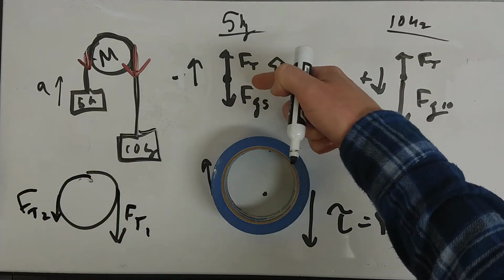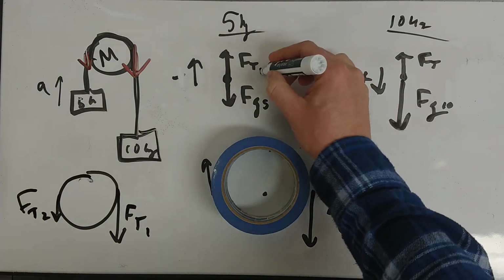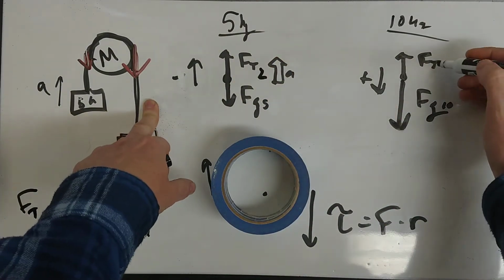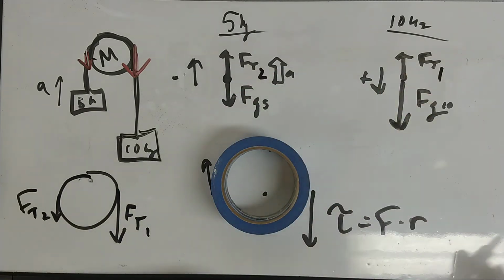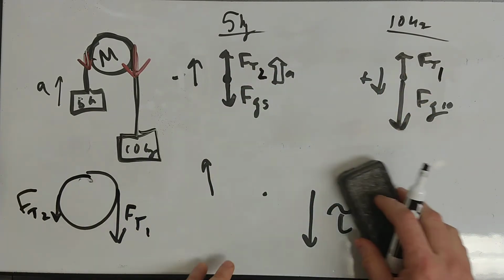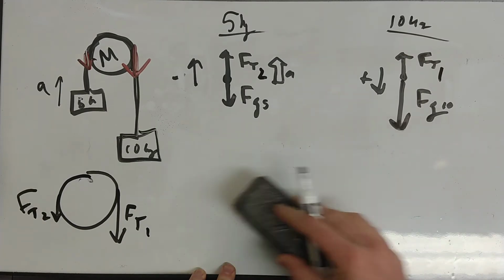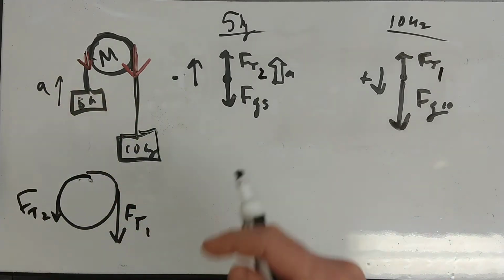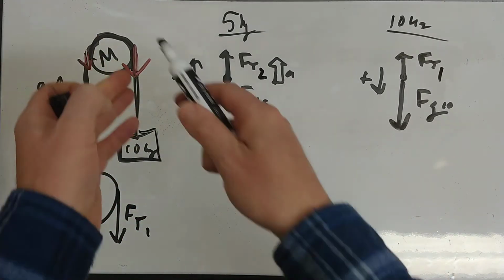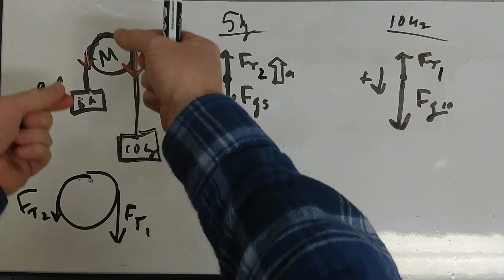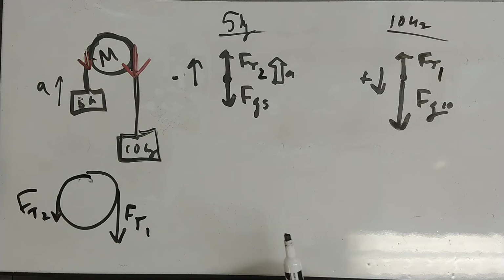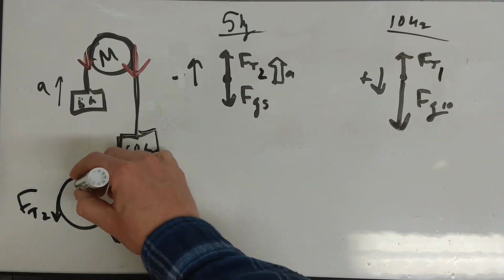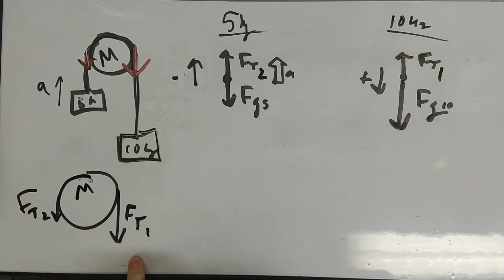Now, some things change here. This FT acting on this block is FT2. This FT is FT1. These forces are no longer the same. The force of tension on either side of the pulley cannot be the same. If it was the same, the pulley wouldn't turn. There must be an unbalanced force on either side of the pulley to get the pulley to turn.